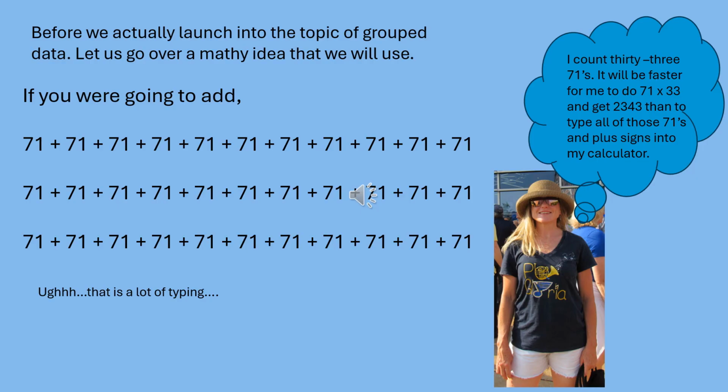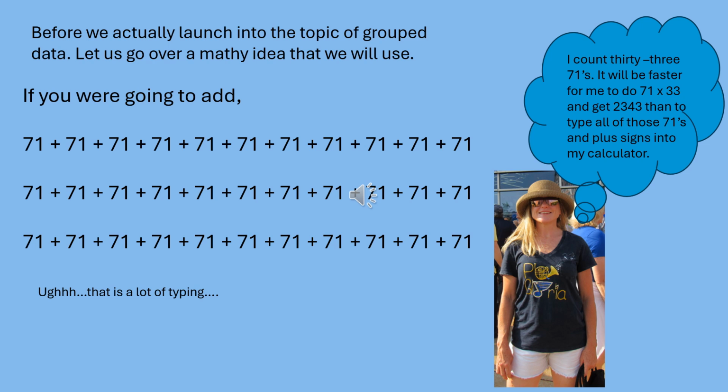Before we actually launch into the topic of group data, let's go over a mathy idea that we will end up using. Suppose you were going to add 71 plus 71 plus 71 plus 71 plus 71, on and on and on. That's a lot of typing of 71 and plus signs. I can see the data is kind of organized and I can easily count. It looks like there are 33 of these 71s that I'm supposed to be adding up. Well, adding 71 33 times is what multiplication is all about.